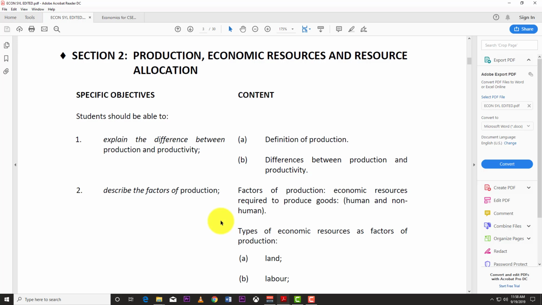Welcome back to Learn SKN, and today we're going to jump back into economics. We completed section 1 of the syllabus in the 3 previous videos, and so now we are going to jump into section 2: production, economic resources, and resource allocation.